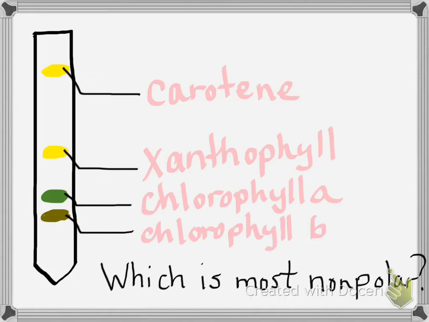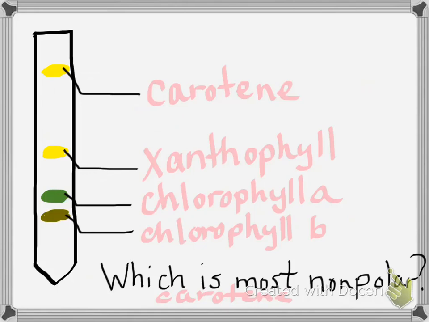Okay, then I put in this little question. If those were your choices right there, which one is the most nonpolar? The one that went the farthest, carotene. Carotene is our answer because it went the farthest, it dissolved the best in the solvent, and it went to the top. Now, guys, you're going to have to know these 4 pigments in order.